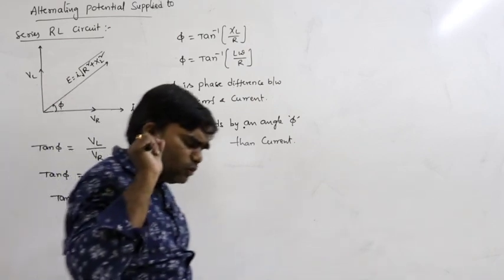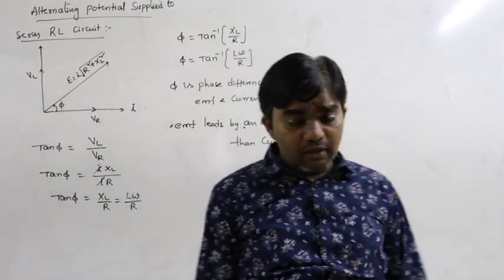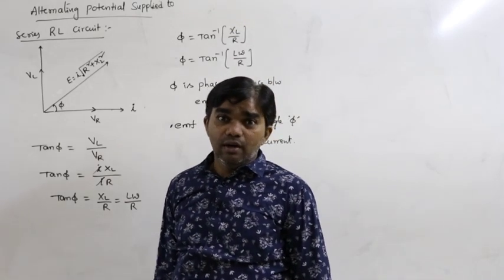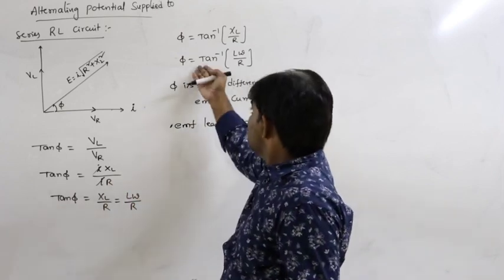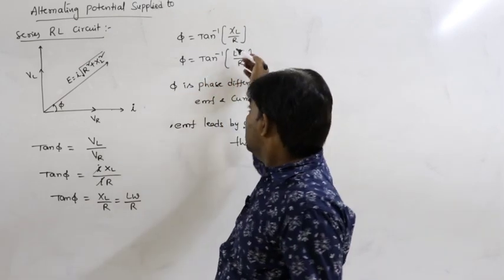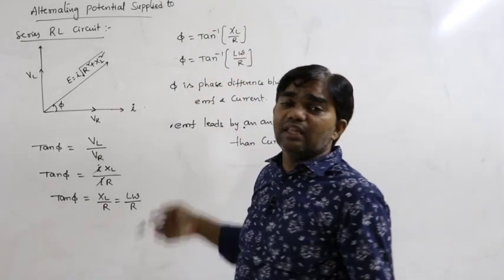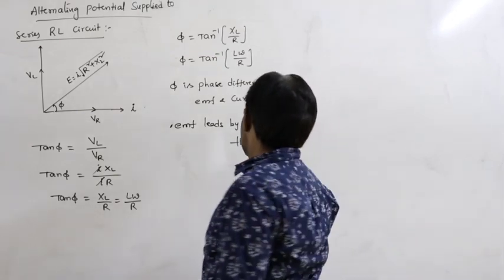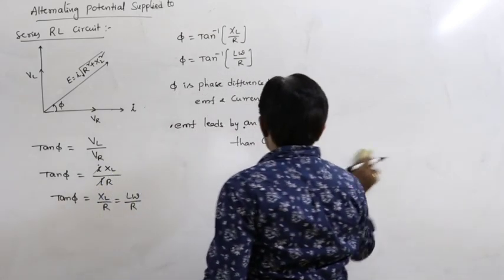Of course, in case of pure inductor, the phase difference is 90. In case of pure resistor, the phase difference between EMF and current is 0. But if these two are connected, the phase difference phi is equal to tan inverse L omega by R. So depending on the inductance, resistance and angular frequency, the angle changes. So EMF leads by an angle phi than current.